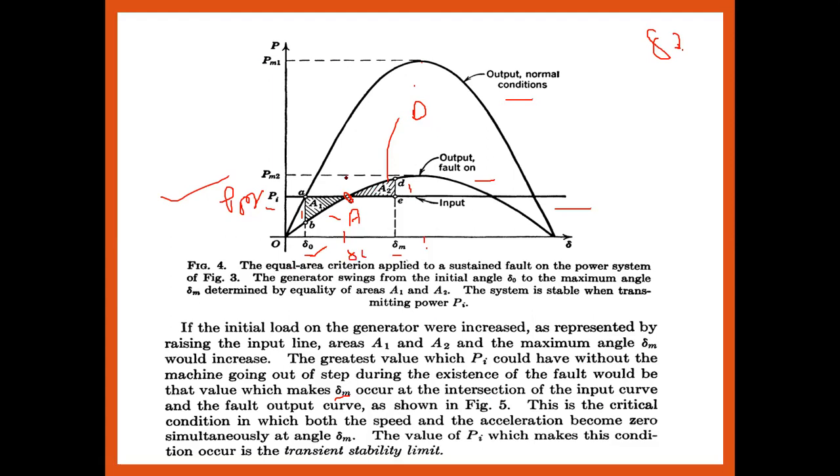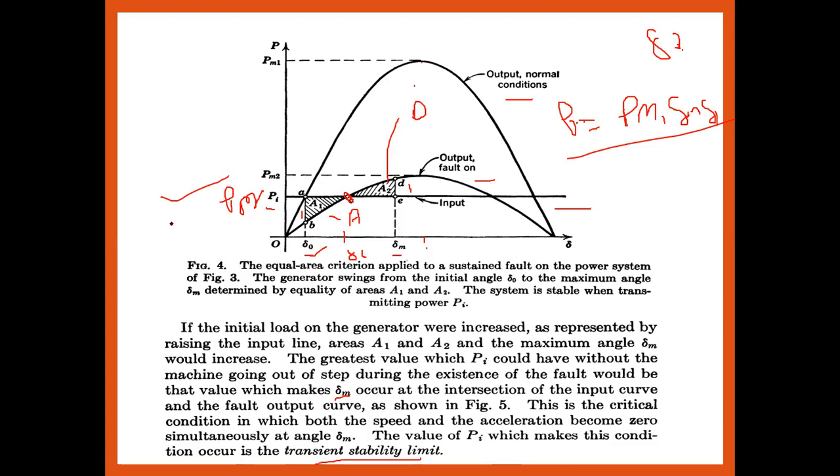So that point C plays a very important role under the faulted condition. Under the normal operating condition, what will power P be equal to? P is equal to PM1 sin del 1. This is the maximum power under the normal operating condition. This is under the faulted condition. So the value of the PI which makes the condition occur is called the transient stability limit.